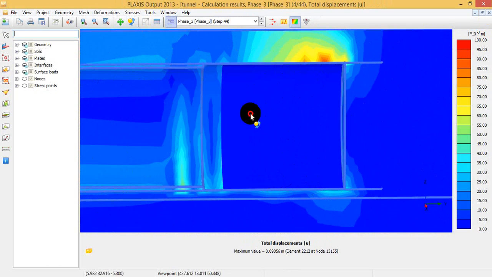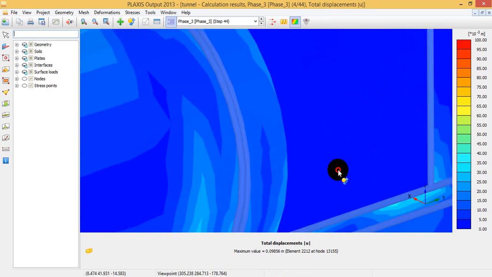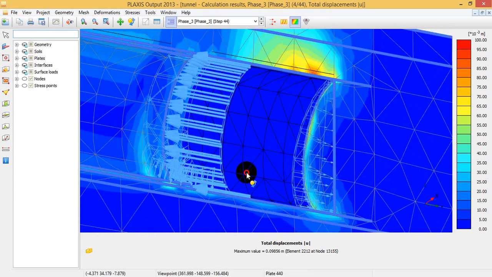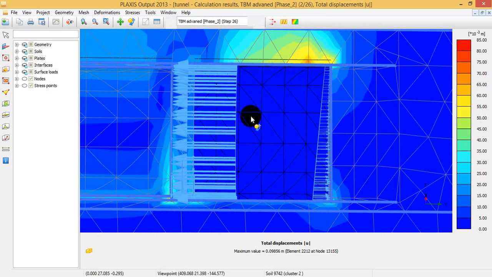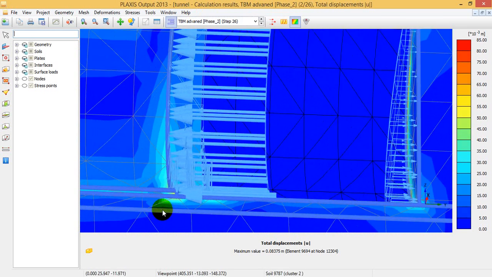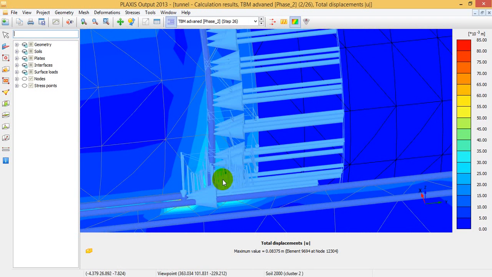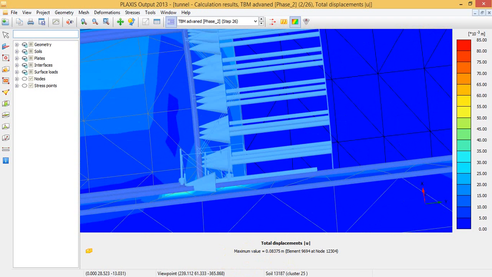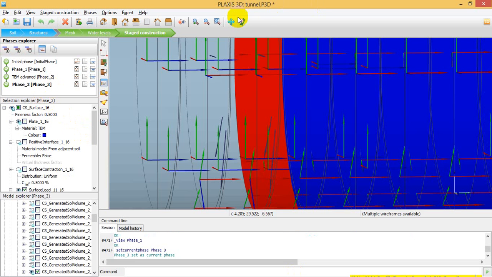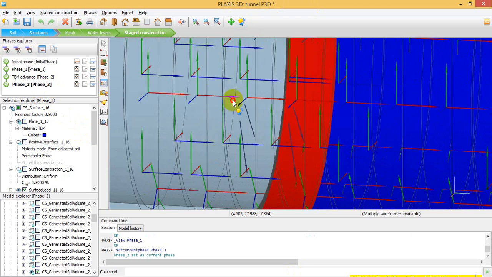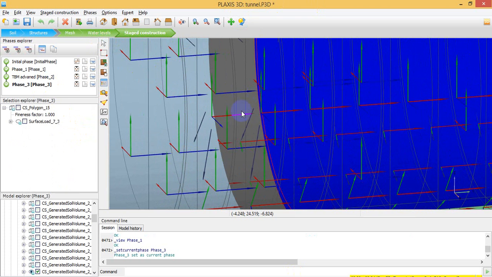And see here, this is just the jacking force. If you see here, this is your jacking force. Also your jacking force here. And this is the grout part. I wanted to check something in my model in the third part, because I think there is a problem in some place. No, yes, this is good.